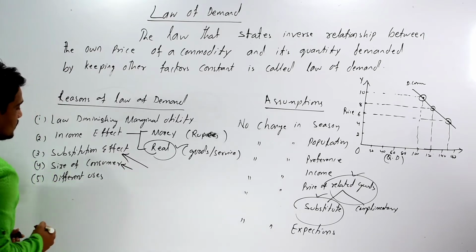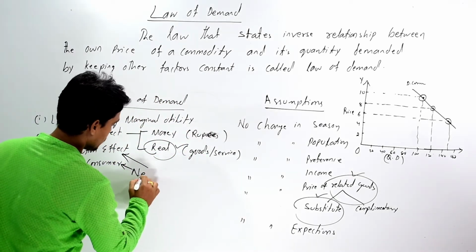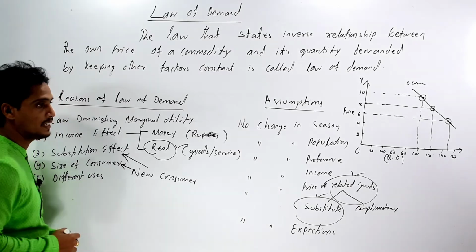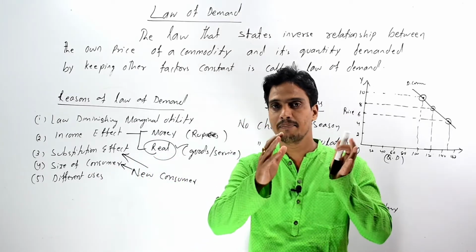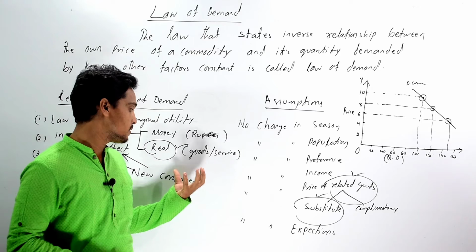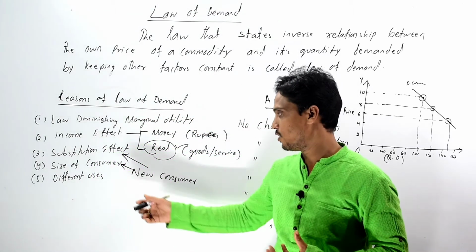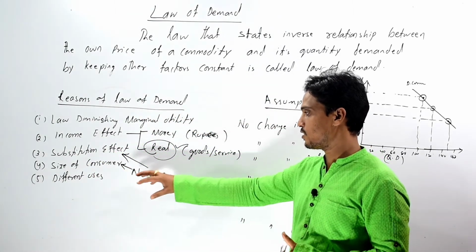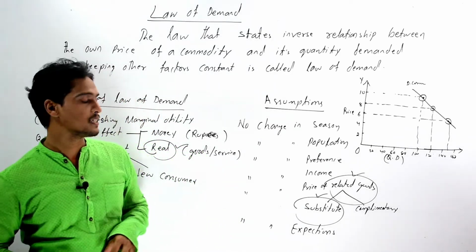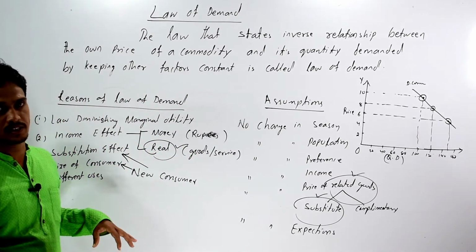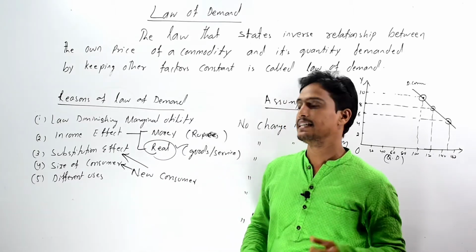Similarly, in case of size of the consumer, that refers to the joining of new consumers. That means when the price of a particular commodity decreases, some new consumers may come to demand that particular commodity, which they may not be able to consume or demand when there is a higher price. So the increase in the size of consumer also leads to increase in the demand of a particular commodity when there is decrease in the price, or when the price increases, the existing consumers may shift their likings or choice to another commodity, so the demand for the commodity decreases.